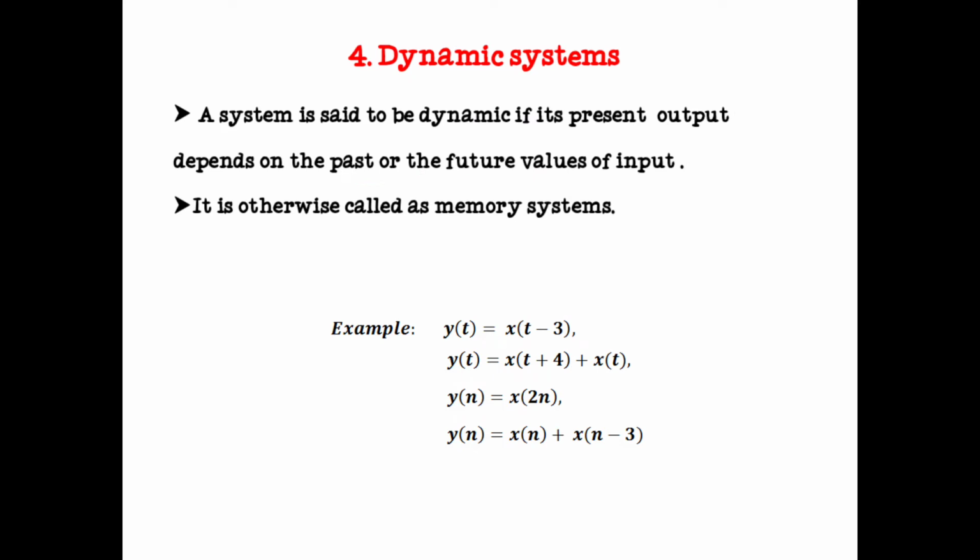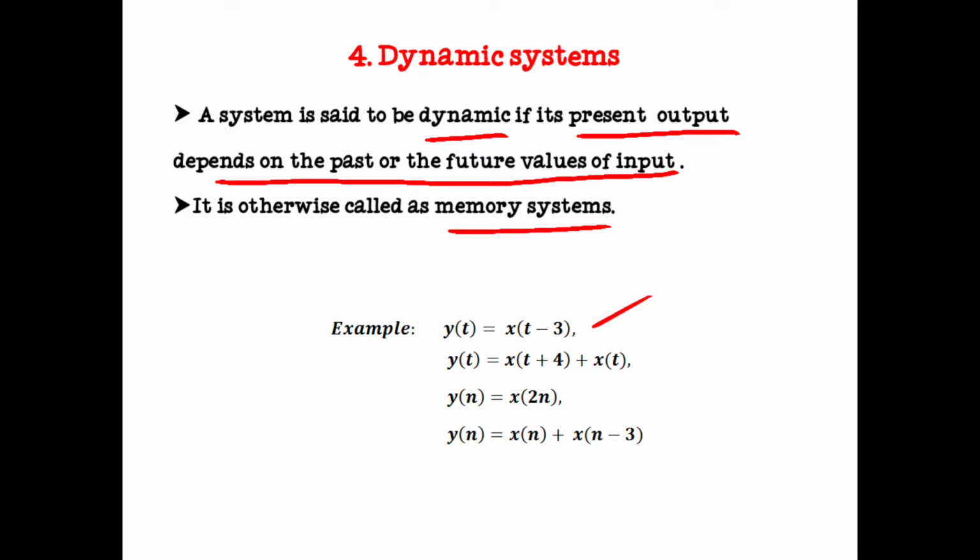Dynamic system. A system is said to be dynamic if the present output depends on the past or future values of input. Those systems are called memory systems. So y of t equal to x of t minus 3, y of n is equal to x of 2n. So those systems can be written as examples.